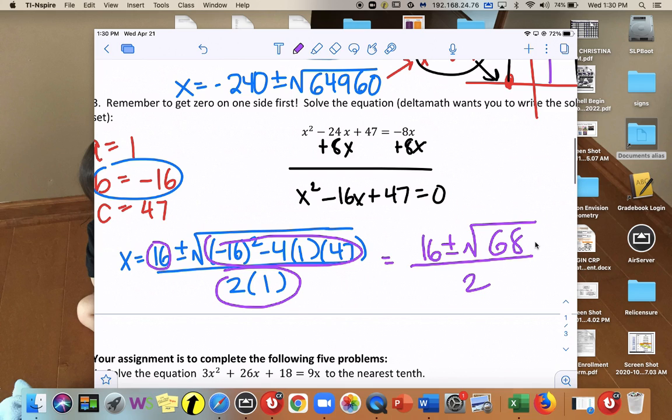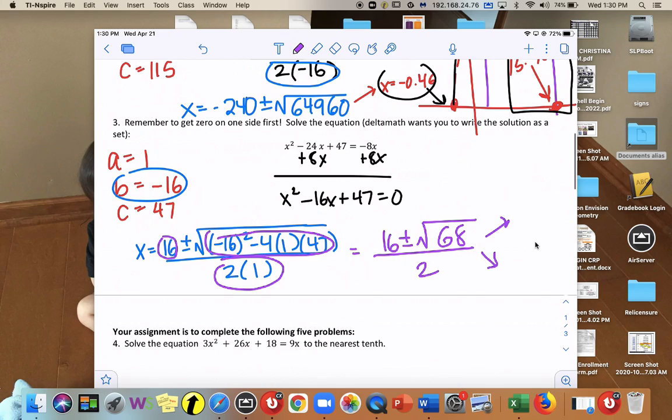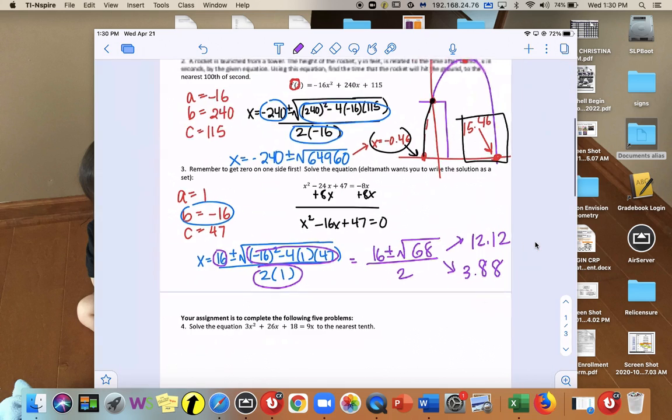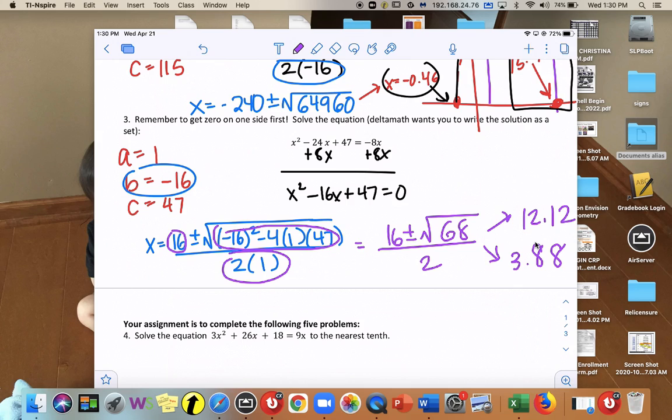Now we can go ahead and type this into our calculator, and we'll get 2 answers here. So the first one I'll do 16 plus the square root of 68. I'll hit enter, I'll divide by 2, so it's about 12.12, and the other answer is 16 minus the square root of 68. I'll hit enter, I'll divide by 2, and it's about 3.88 if I round to the nearest hundredth. So 2 answers here. I should really write x equals, so x equals about 12.12, and x equals about 3.88.